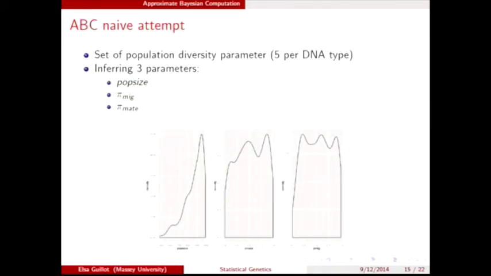And I do it first using all my data and inferring three parameters: population size, which modifies the genetic diversity a lot, and my two parameters, PMIG and PMate, which are the way that I model my mating system. And if I do it blindly, I have a good inference of my population size, but two big blobs on my other parameters, which doesn't seem like I can infer any of it.